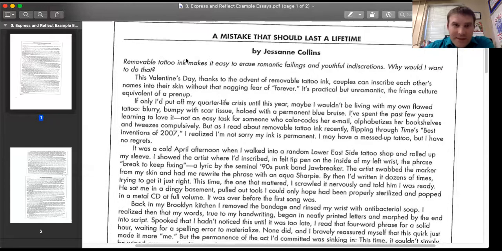So that's how she begins it. That's her intro. That's her lead. And her thesis is essentially that she does not regret having her tattoo, the mistake that should last a lifetime. So she's going to talk about her messed up tattoo. It's the idea that she's going to be reflecting and expressing on. And she just starts off with how this idea came to be, where she was reading Time magazine. It talked about this new invention, and this new invention made her think about her own tattoo. And that's how she started it and brought it to the forefront.